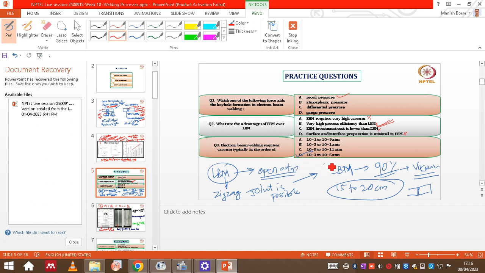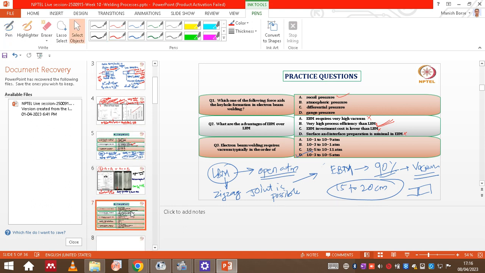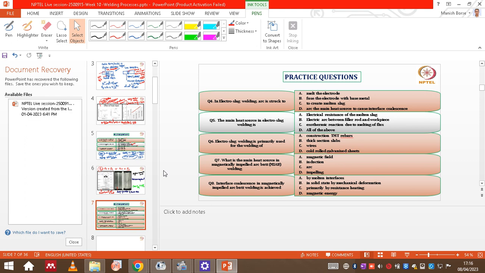Okay, and also we have seen the typical vacuum values that we have to maintain during the electron beam process, right? If you have any doubt related to the electron beam processes, then you can ask anytime in between, right?